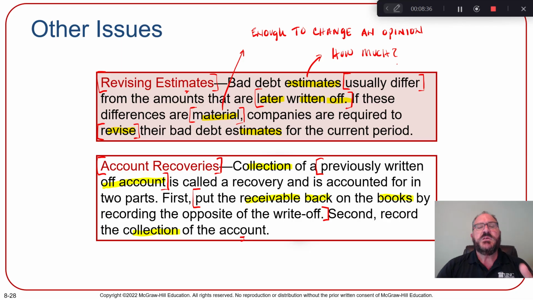Okay. Same thing with the recoveries. On occasion, somebody doesn't pay you, and you aren't able to collect the money. But the problem is you took that company off the books. So if they're not on your books, the first thing you have to do is put them back on the books, then show the payment. Okay?